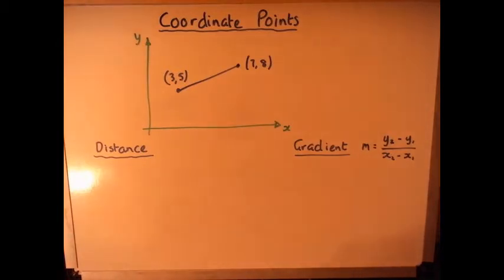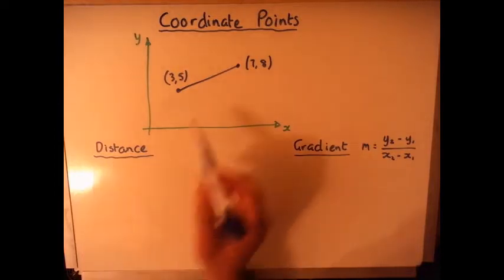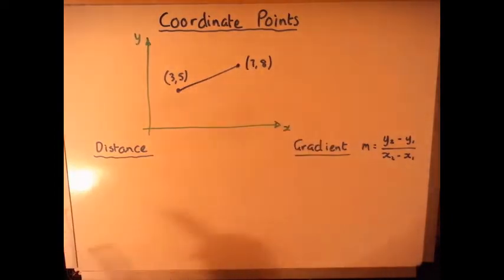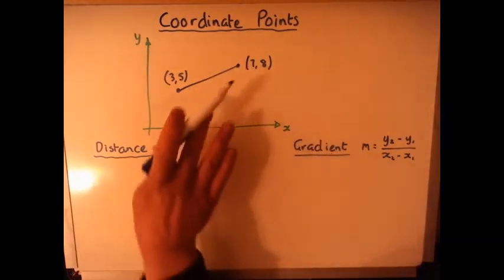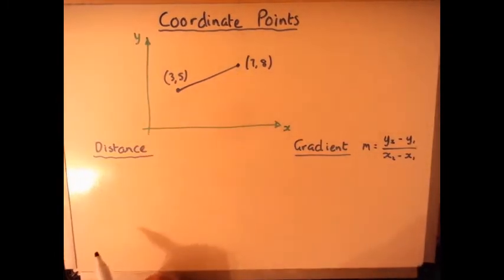I've decided to put this video together because one or two of you have been in touch about the work involving coordinate points, so I thought I'd throw this together to try and just help you a wee bit further. In recent lessons, the two things I've asked you to do with coordinate points are to find the distance between them, which is basically the length of this line, and then the gradient, which is how steep this line is.